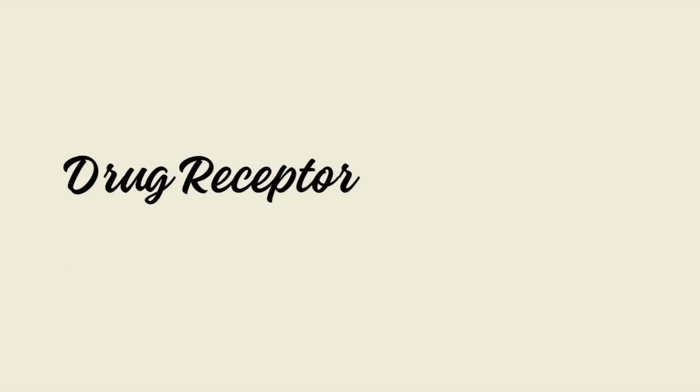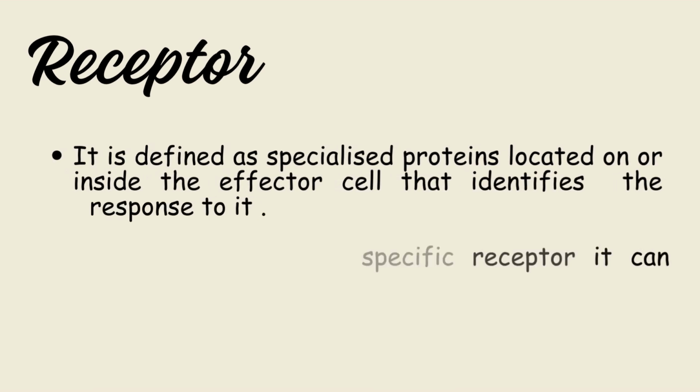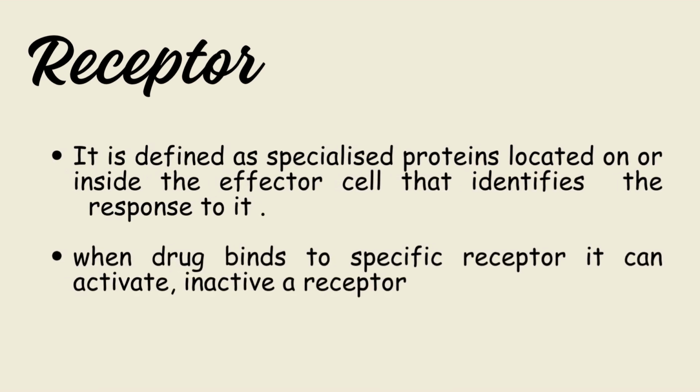In this video, we'll learn about drug-receptor interactions. Before moving forward, let's recall what a receptor is. A receptor is defined as specialized proteins located on or inside the effector cell that identify the response to it. When a drug binds to a specific receptor, it can inactivate a receptor.